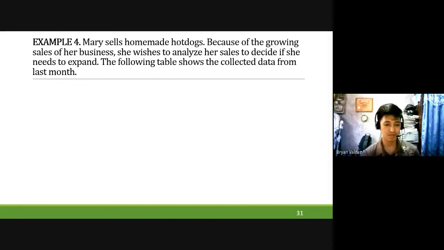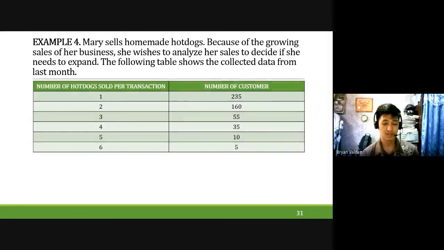So example number 4, Mary sells homemade hot dogs. Because of the growing sales of her business, she wishes to analyze her sales to decide if she needs to expand. The following table shows the collected data from last month. So the first column will give us the number of hot dogs sold per transaction, and then the number of customers for the second column. Okay, so I think the total number of customers is 500.